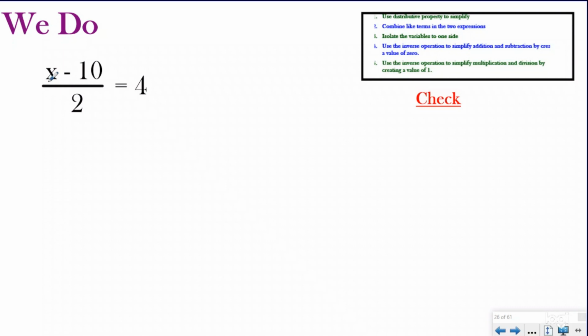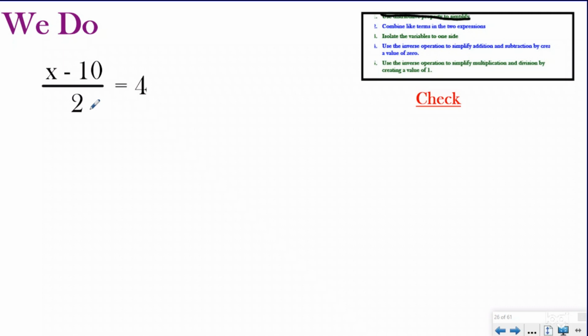So here I have x minus 10 divided by 2 equals 4. Okay, so I don't have any distributive property. Go ahead and get rid of that. I don't have any terms that are alike to combine yet, okay? But what I see right here, all my variables are on one side, okay? I can't do any inverse subtraction or addition yet because this is x minus 10 divided by 2.